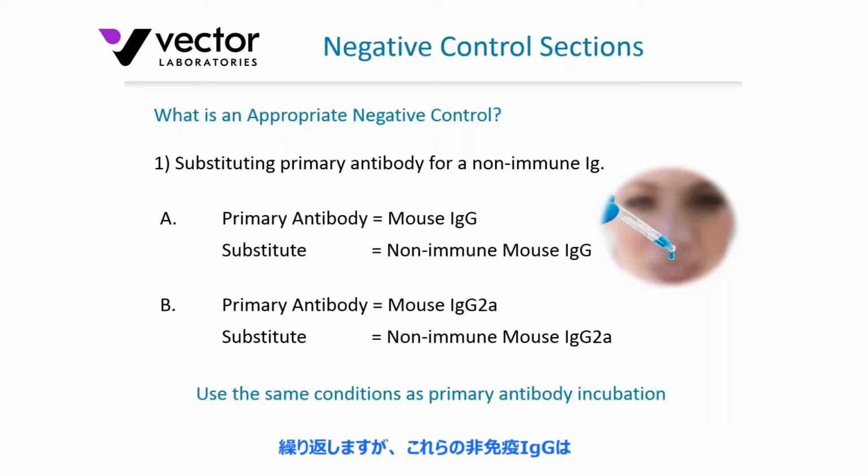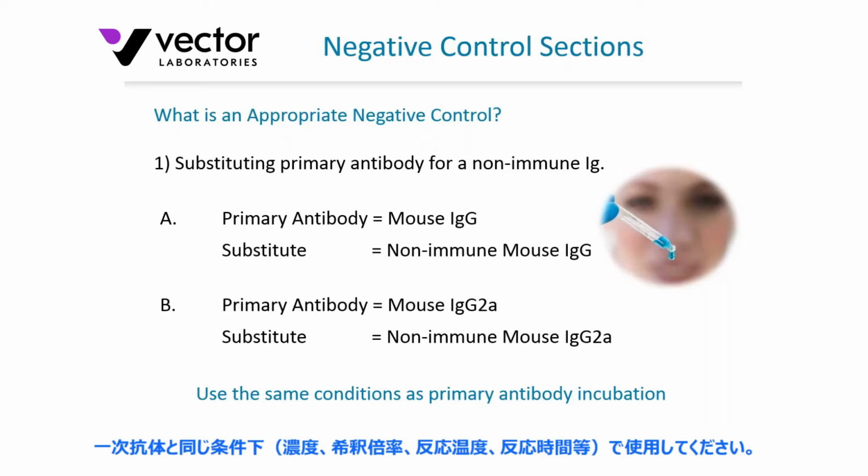Again, though, with this substitute of the non-immune mouse IgG2A, you'd use it at the same concentrations as the primary antibody and under the same conditions, as in temperature, time on the tissue, etc.